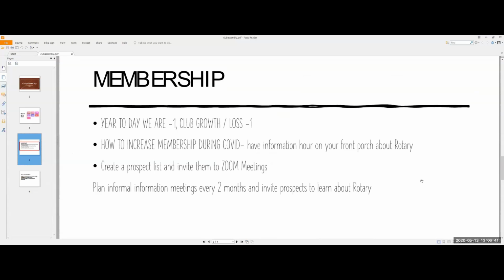Membership. So, where do we stand? Year to date, club growth or loss, we are -1. So we lost 3 members: 1 passed away, 1 moved, and Buzz resigned. Then we gained 2 new members, so that's why we're at -1. So how are we going to increase our membership during COVID? What ideas do y'all have?